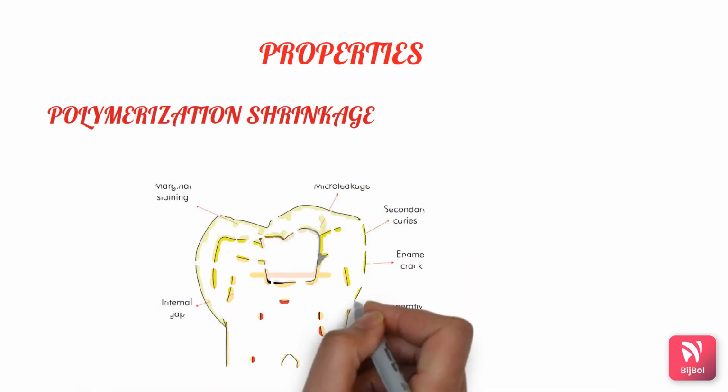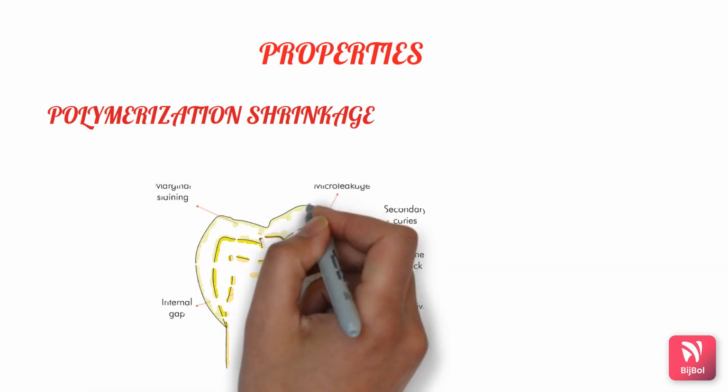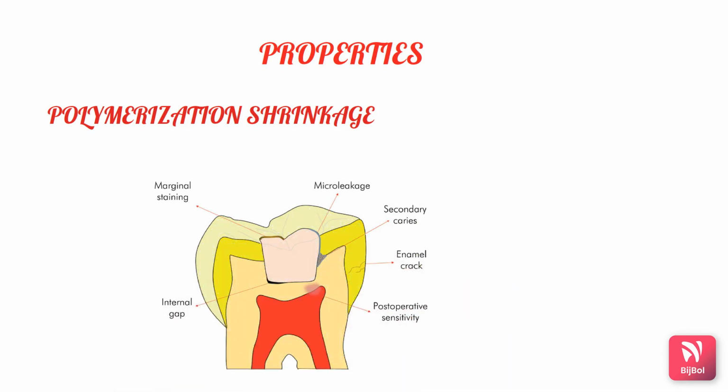Due to the presence of the resin matrix, the composite resin will undergo shrinkage during polymerization. This shrinkage causes stresses between the composite and the tooth structure, leading to debonding of the composite resin. And this causes marginal gaps and enamel fractures, as well as marginal staining with microleakage, secondary caries, and enamel cracks, internal gaps with post-operative sensitivity.